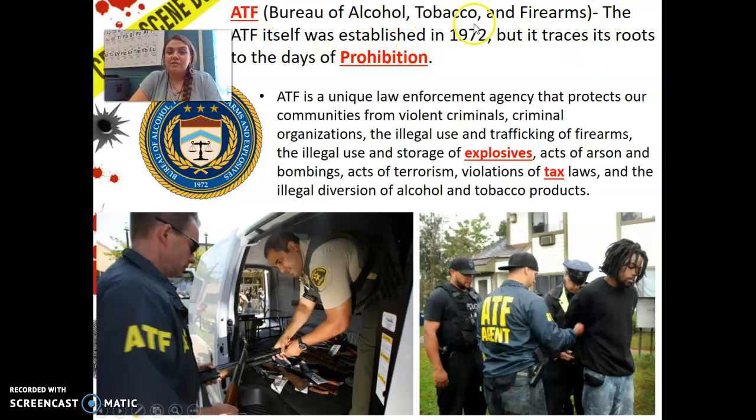The ATF itself was established in 1972, but it traces its roots back to the Prohibition times. Basically, they are a unique law enforcement agency that protects our communities from violent criminals, criminal organizations, the illegal use of trafficking firearms, so like selling firearms illegally, the illegal use of storage of explosives, terrorism, acts of arson, bombings, terrorism would be a big part, violations of tax laws, which is kind of weird. But that'd be all the different aspects that they are going to be getting into.